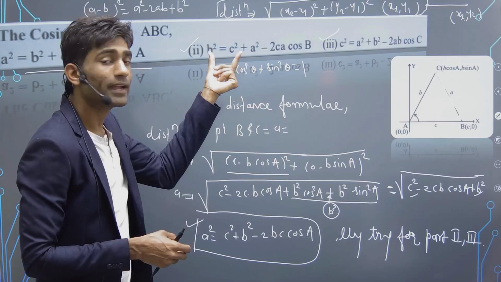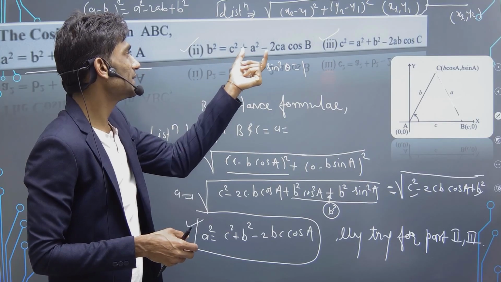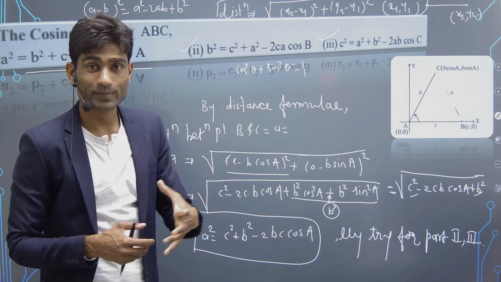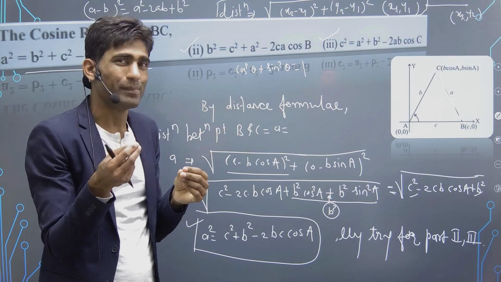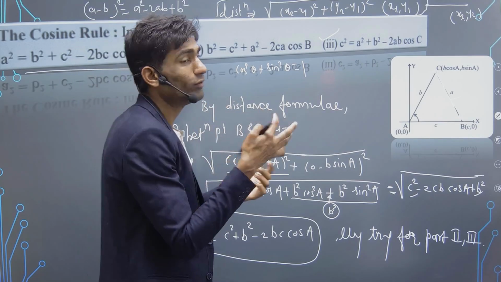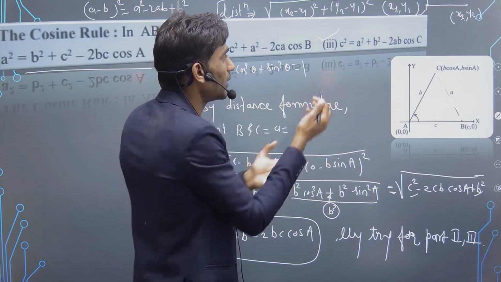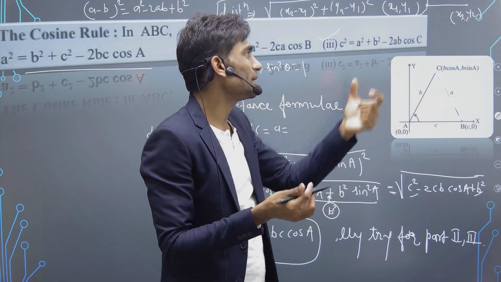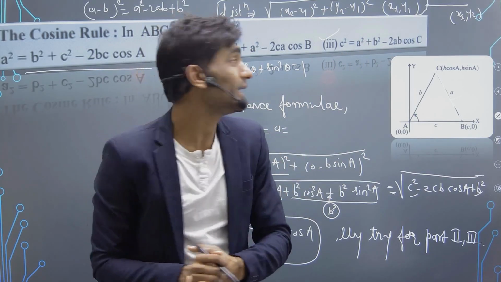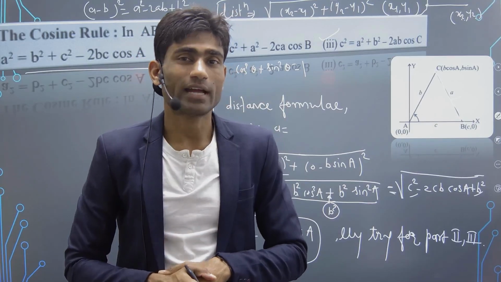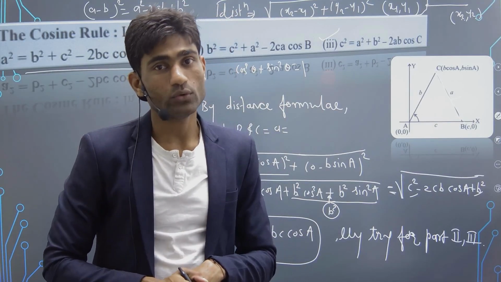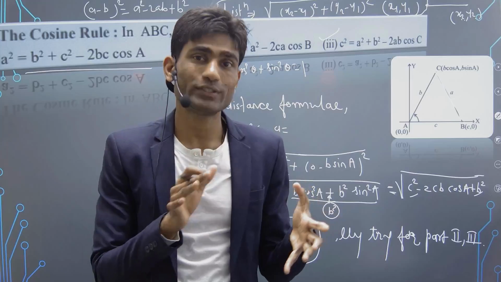Again we have a second condition, b square is equal to c square plus a square minus twice of ca cos b. There is some trick by which you can remember this result, and I'll tell you that. But first, we have a third result here, c square is equal to a square plus b square minus twice of ab cos c. So we have three different identities from the cosine rule. I hope you all have understood these identities.